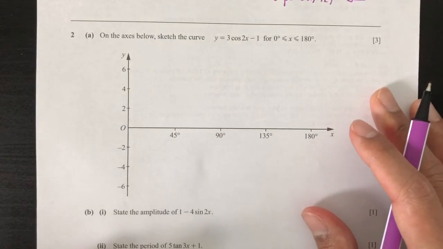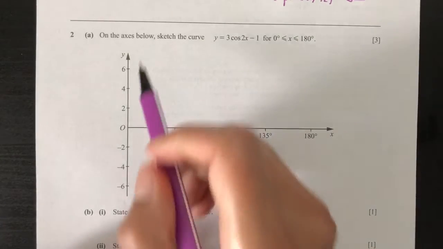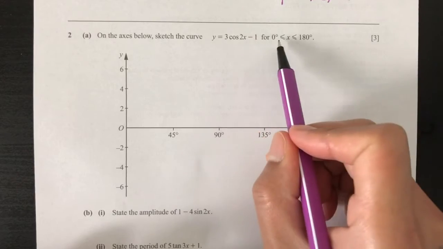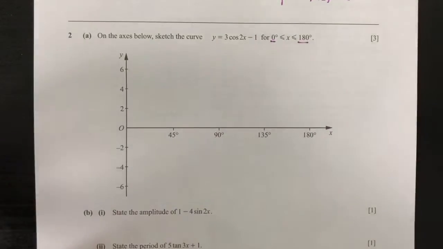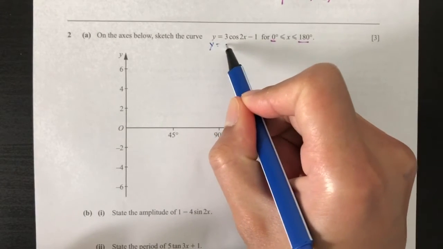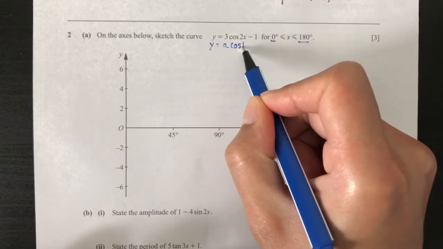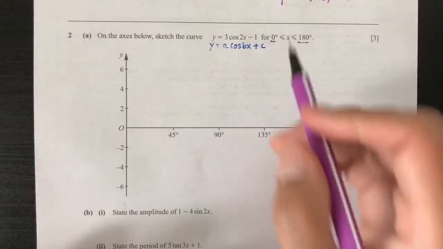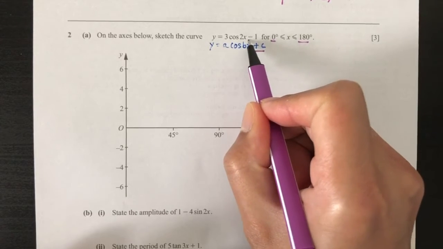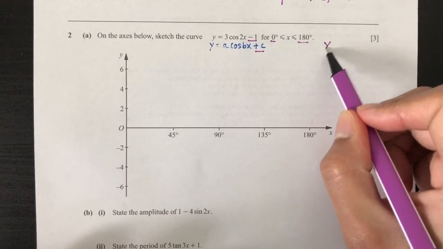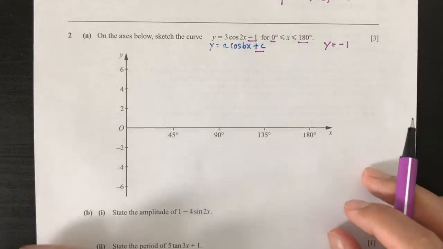Now let's move on to question number 2. On this axis below, sketch the curve y equal to 3 cos 2x minus 1 from this to this. So it's pretty easy, always step by step. So first thing, let's write this down as y equal to a cos bx plus c. First thing to do is to look at this. So c here is minus 1, so we say the line y equal to minus 1 is your baseline.